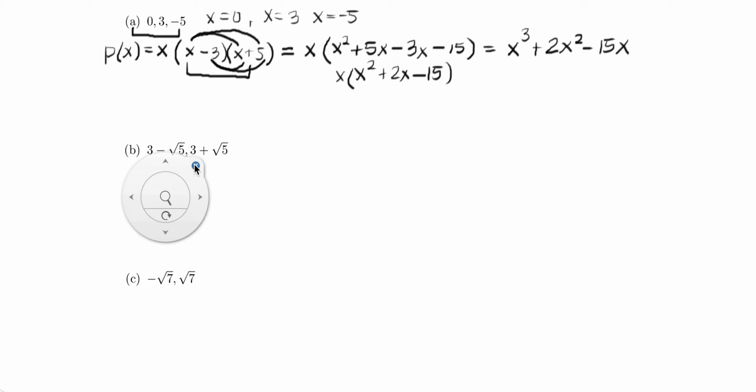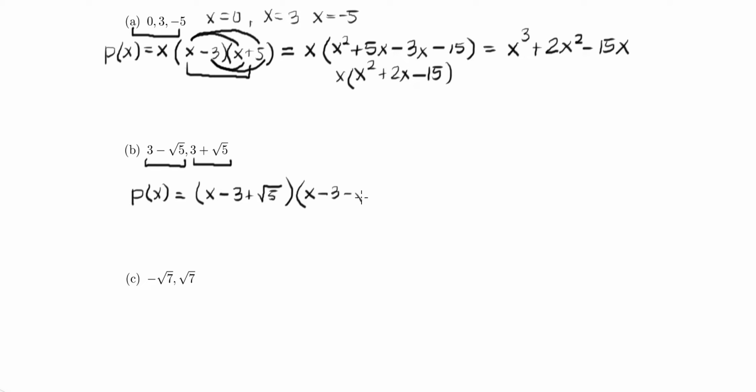On example B, very similar, except this time we have two zeros, zero number 1 and zero number 2. What this tells me is that my polynomial function will have a factored form of x minus negative 3 plus square root of 5, times x minus 3 minus the square root of 5. These are the ones that take a little more time, so you're going to have to multiply this thing out.